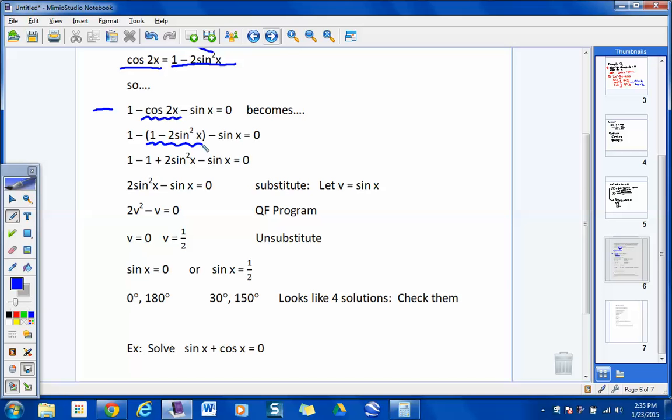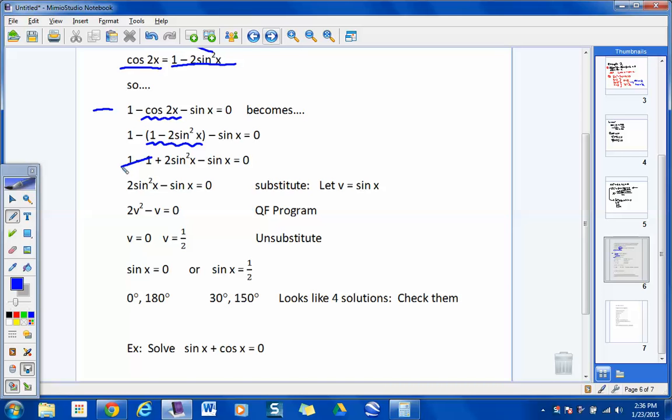Well, here's what we end up with, guys. We have 1 minus this mess up here. When I distribute the negative to everything in here, we get 1 minus 1. This negative makes that negative a positive. So right here, what do the ones do to each other, actually? They cancel. So now I've got 2 sine squared minus sine of x.